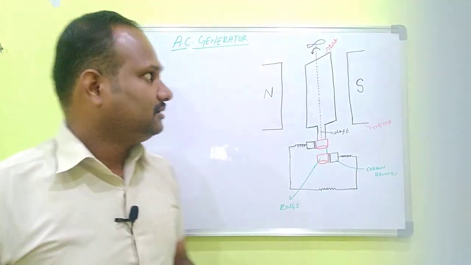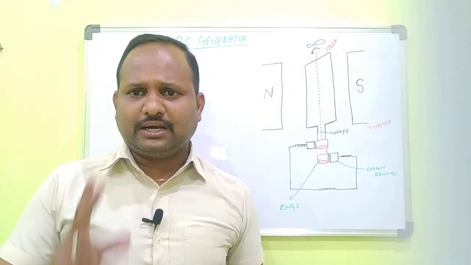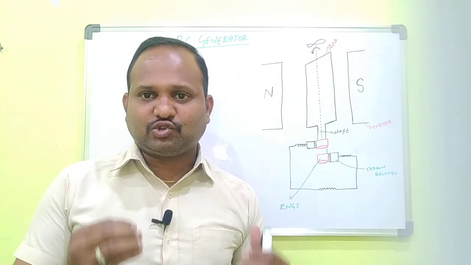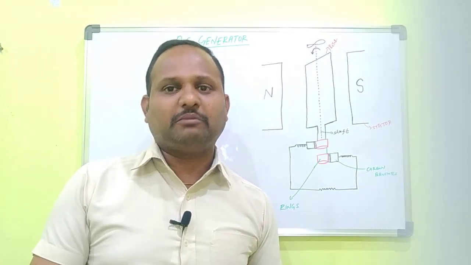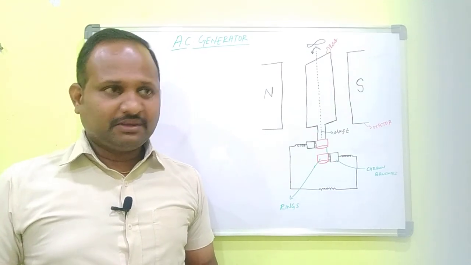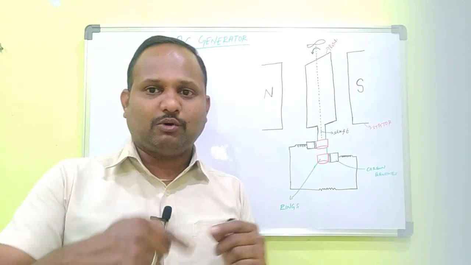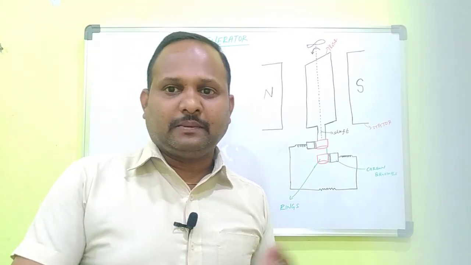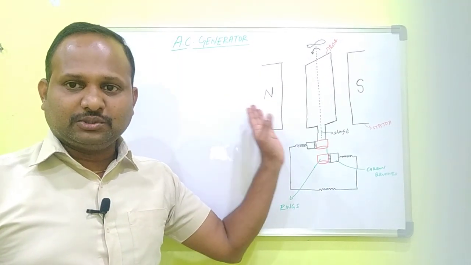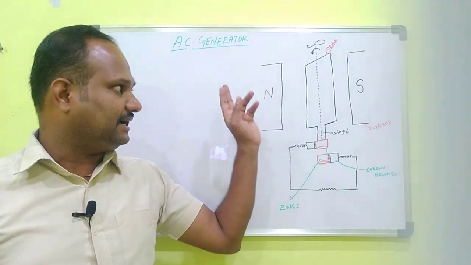Before that, what are these two, N and S? These two are electromagnets, which provide a strong uniform radial magnetic field. These two are iron pieces wound with copper wire. When current is allowed to pass through this arrangement, it acts as an electromagnet.